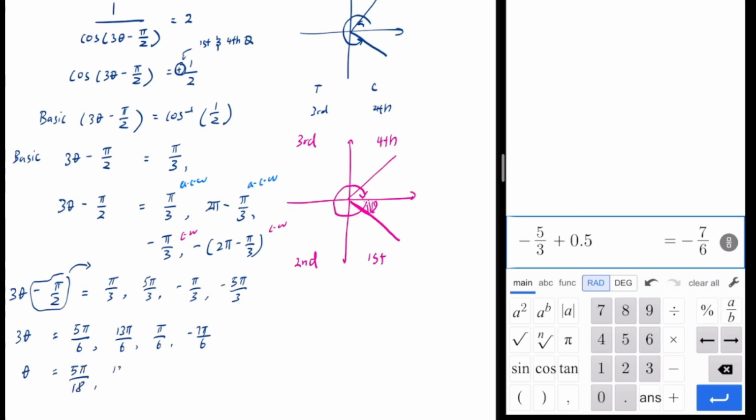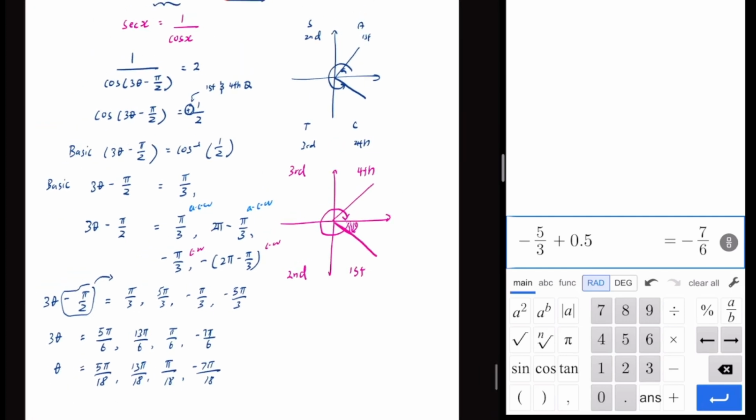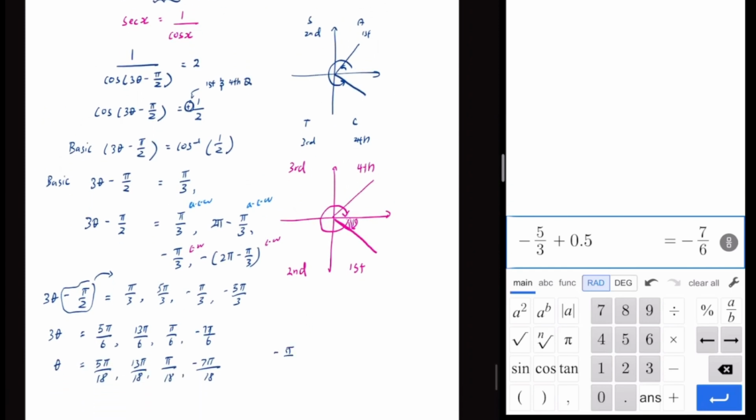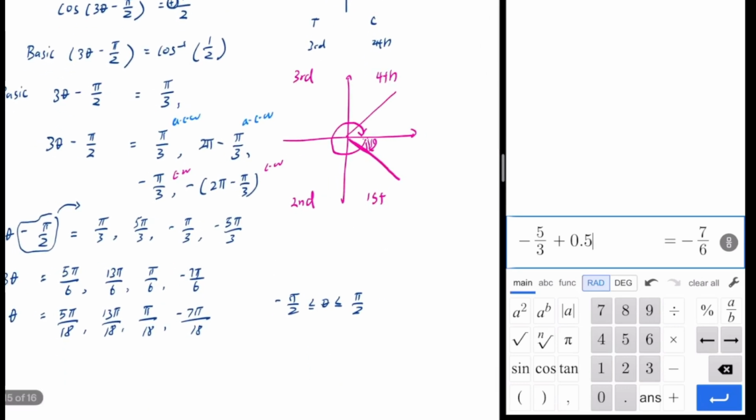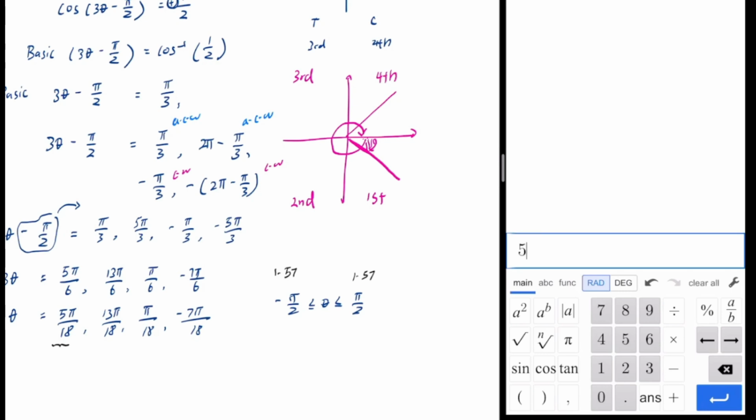So 5 pi over 18, 13 pi over 18, pi over 18, and minus 7 pi over 18. You have to check whether everything is within the given domain or not. The condition is that everything must be within negative pi over 2 and pi over 2. Pi over 2 is exactly 1.57, so your value shouldn't exceed that. So 5 pi divided by 18, check the range.